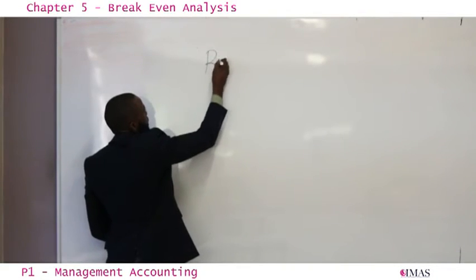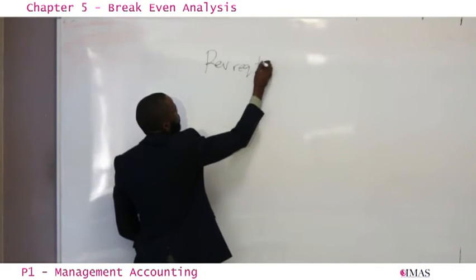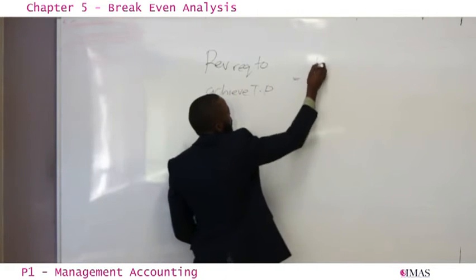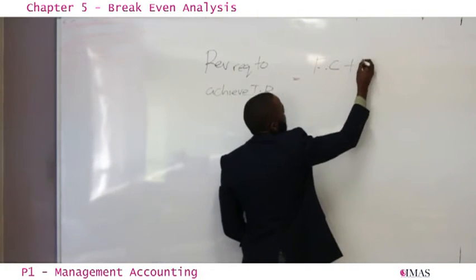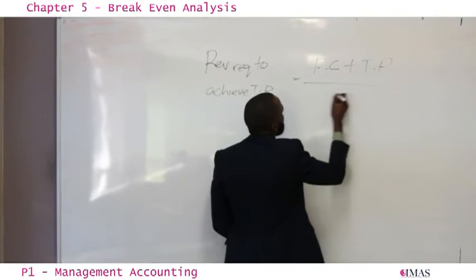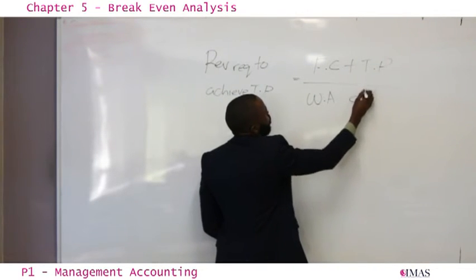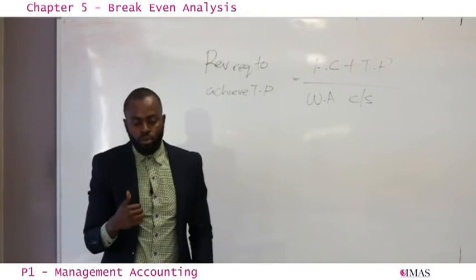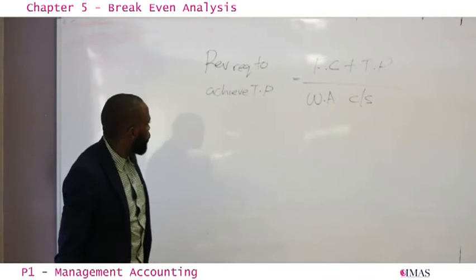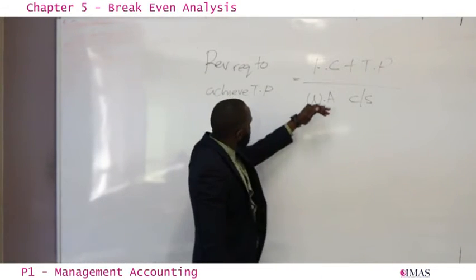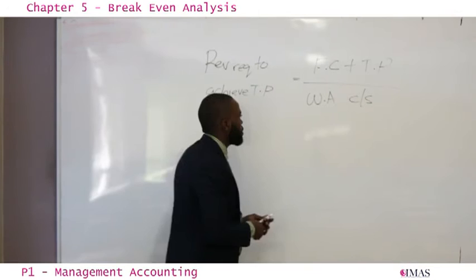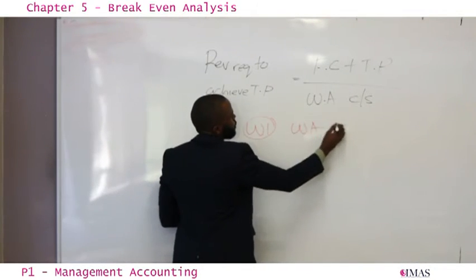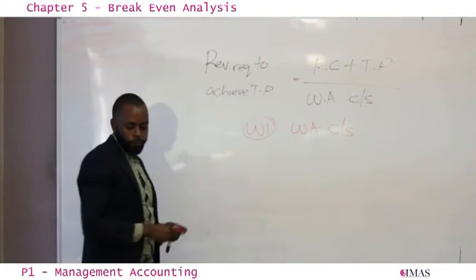So with this question we want revenue required to achieve target profit. What do we do? We take our fixed cost plus our target profit divided by weighted average contribution to sales ratio. The reason is because this is multiple products. Whenever we have multiple products, we have to determine our weighted average contribution to sales ratio first. So we need working one, weighted average contribution to sales ratio.